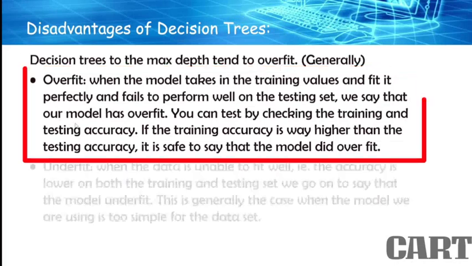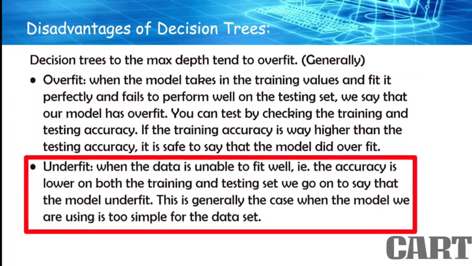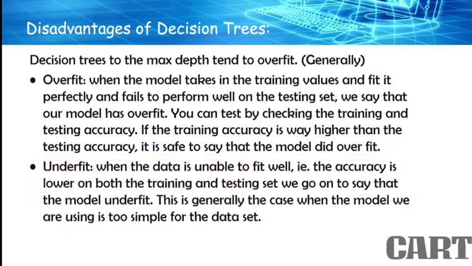And we have underfit also. Again, we'll be fitting the model with respect to the training set and test set, and we'll learn this in the projects. Underfit is when the model is unable to fit well, that is, the accuracy is lower on both the training set and test set, then we can say the model is underfit. This is generally the case when the model is too simple for the data set. If you go with a very simple model, like linear regression for regression, this scenario might happen. Instead you can go with SVMs. Okay, so those are the disadvantages of decision trees.